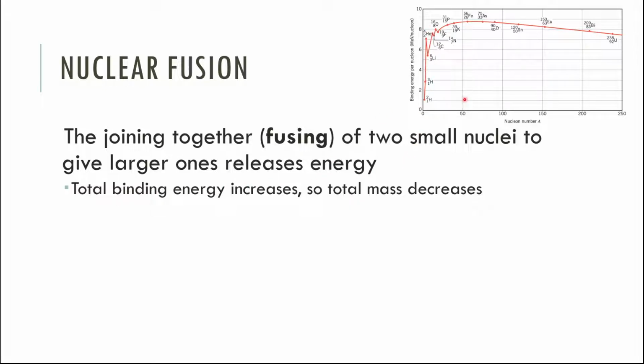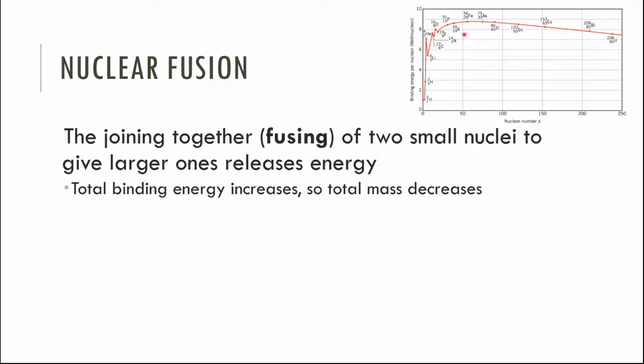Dealing with this graph can be complicated. The easiest thing to remember is if in your reaction you end up moving upwards on the graph, energy will come out and it will want to do that spontaneously. Whereas if you're trying to move down on the graph, if I had a helium nucleus and I was trying to break it apart into two hydrogen-2s, I would have to put energy in to do that.